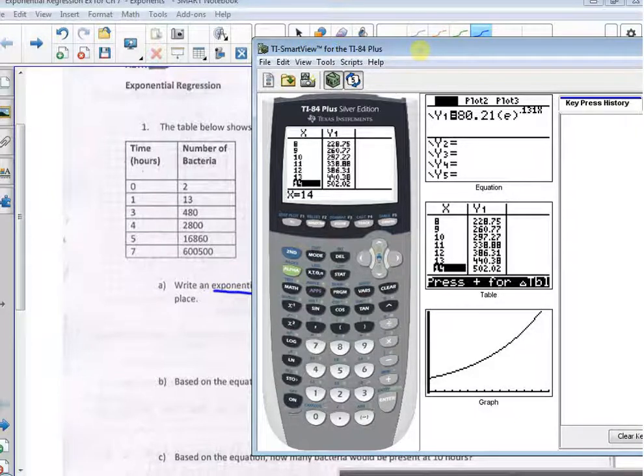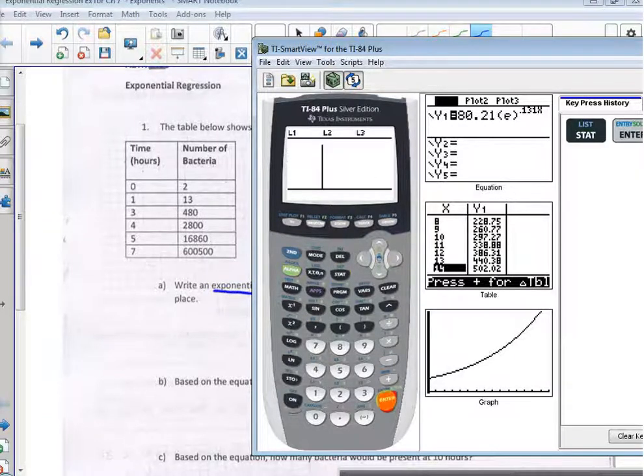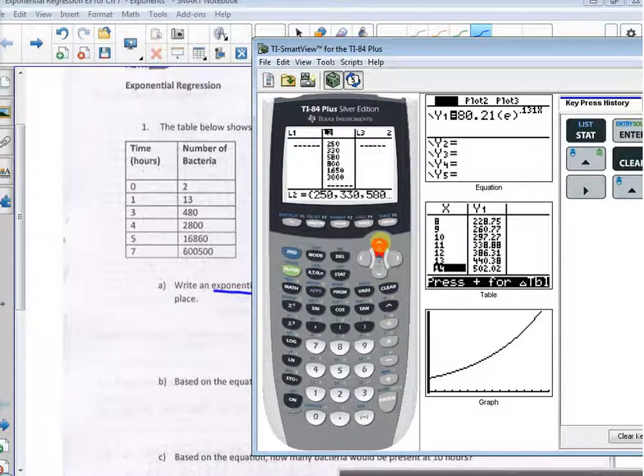Okay, so what we're going to do is click on the Stat button and edit. And in there we might have some things from another experiment, maybe the Survivor Lab. So we need to go to the top of L1 with the cursor and hit clear. And then when you arrow down it should clear. Do not hit delete. Clear and go down and it clears.